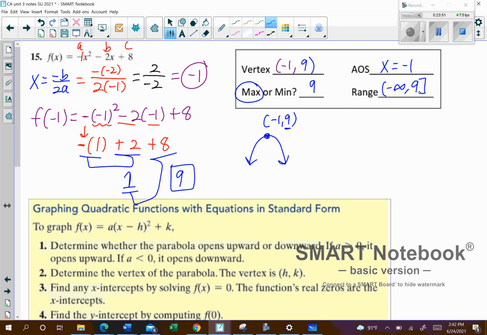Okay, so I'm going to go ahead and stop here, and I'll make a part 2 for when we start to graph them.